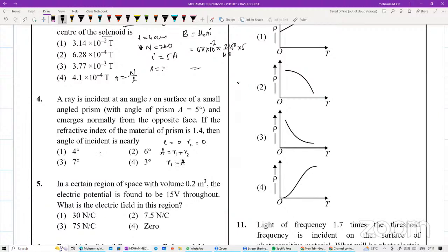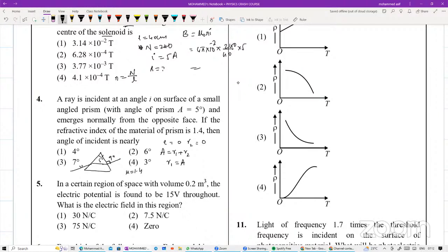Now apply the Snell's law when a ray of light is incident on a small angled prism, 5 degrees. This one is incident on this one and it is moving on the opposite face normally, making an angle of 90 degrees. ठीक है ना? The refractive index of the prism is given, Mu is equals to 1.4. Then angle of incident is nearly how much?